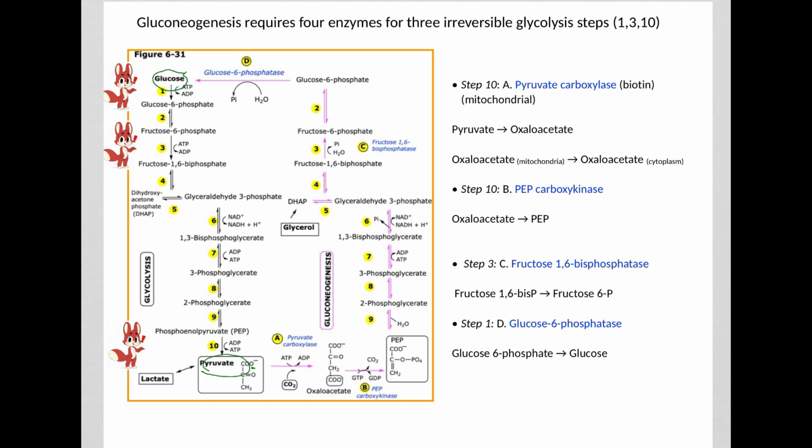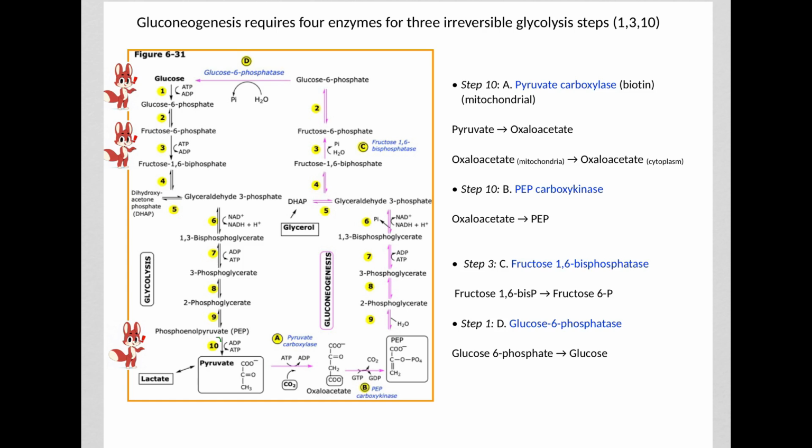glycolysis there are 3 reactions. Reaction number 1, that is irreversible. Reaction number 3, that is irreversible, as well as reaction number 10 that is irreversible. So we cannot simply take pyruvate and reverse glycolysis to give us glucose. So due to these irreversible steps 1, 3, and 10, for gluconeogenesis we need to overcome these irreversible steps.